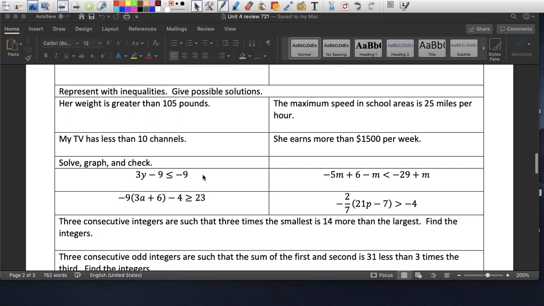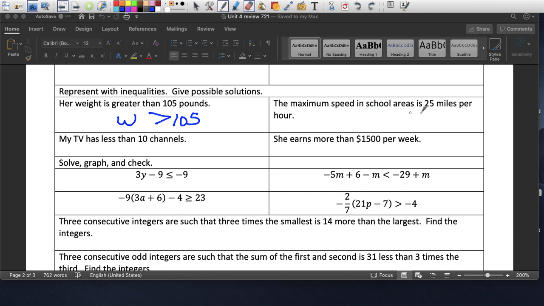Represent with the inequalities, give possible solutions. So her weight is greater than 105, and we'll write w for weight. So possible solutions: 106, 107, 150, 200. Right? So all of that is possible solutions. I'm not going to write it, but I can just say it.